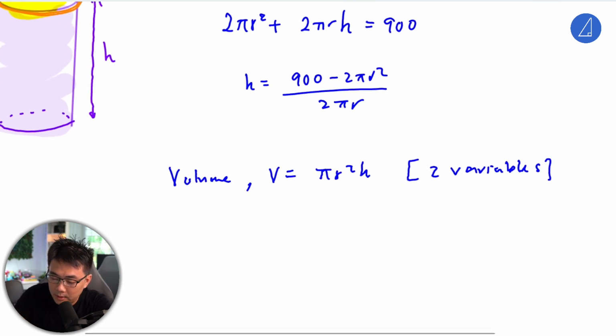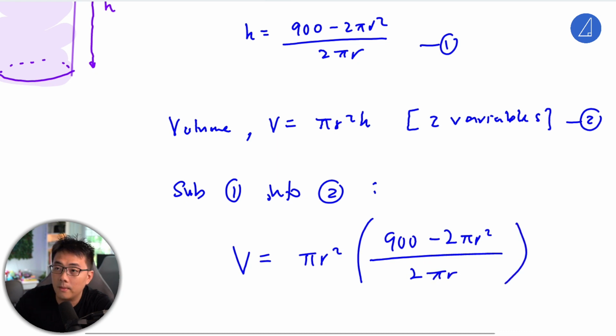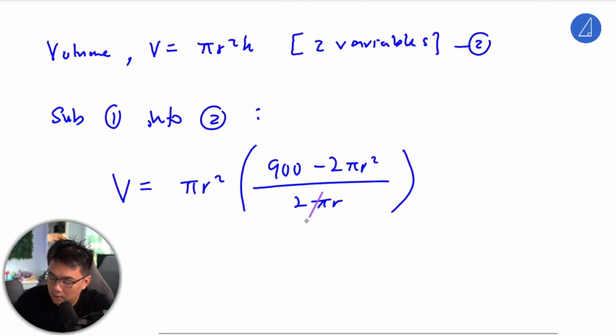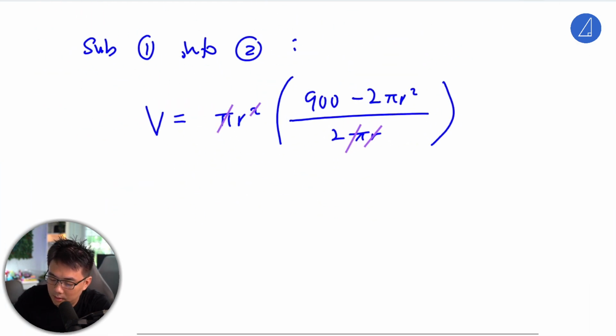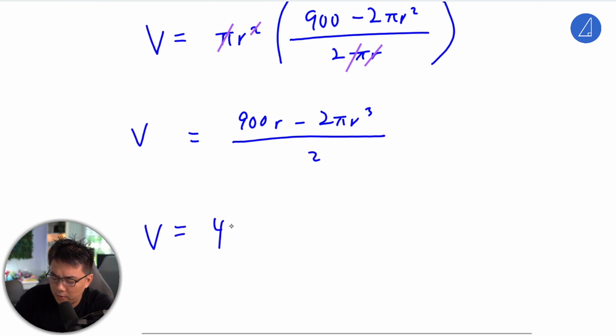From here, I'm going to take 1 and sub into 2. So sub 1 into 2, and what we'll get is the volume will be pi r square times 900 minus 2 pi r square over 2 pi r. Cancel off the pi, cancel off the r. What is left is 900 r minus 2 pi r cubed over 2. We can further simplify to 450 r minus pi r cubed.